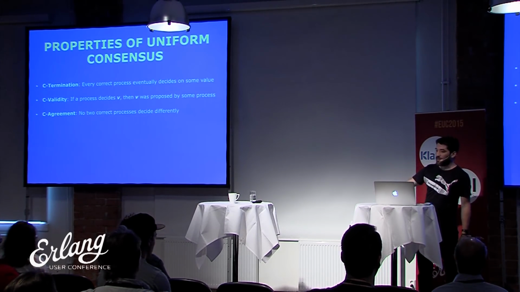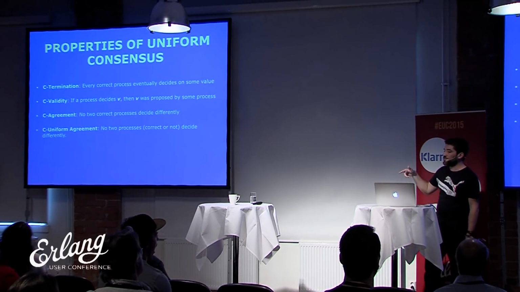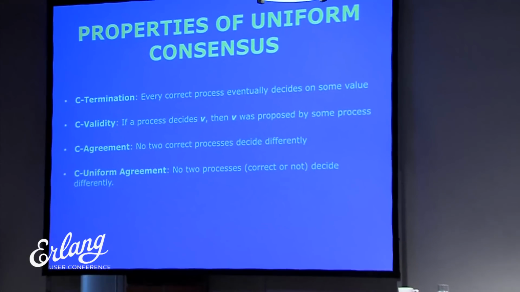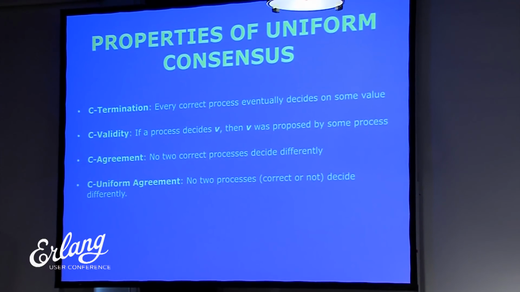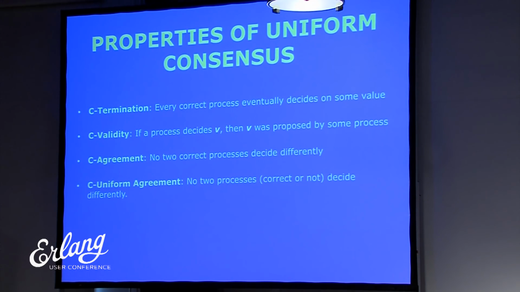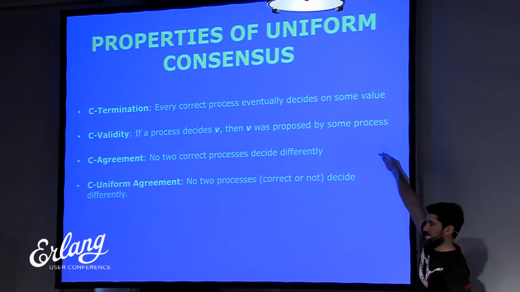The uniform consensus. Without this, it's just consensus. Uniform consensus means that no two processes, whether they are correct or not, decide differently. So the difference here is that everybody decides the same, whereas in plain consensus only correct processes decide the same.